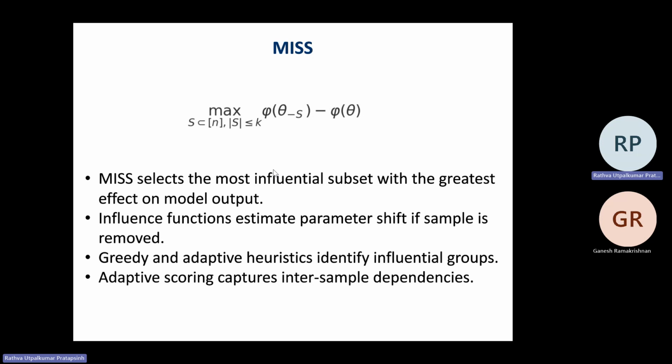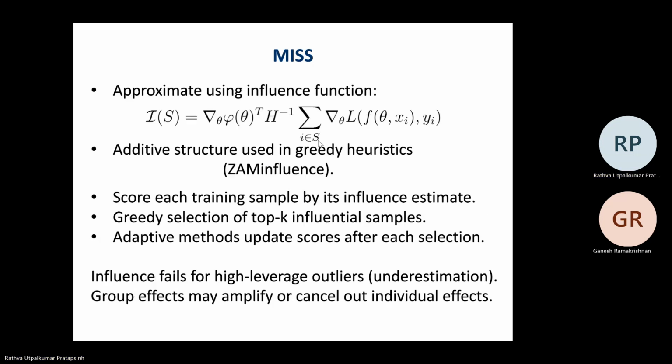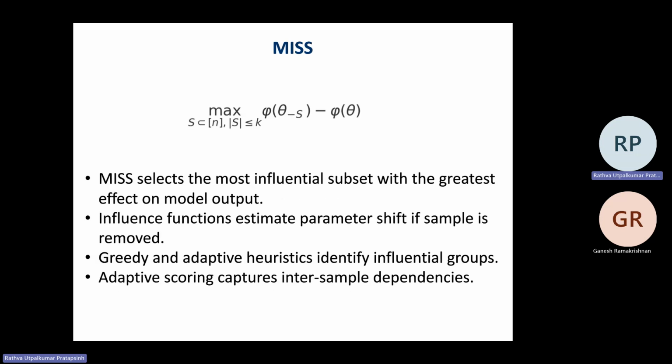What is the connection between this and the influence function? Go to the influence function. What is the influence function approximating? This is approximately the max value of phi of theta minus S minus phi of theta. You're saying approximate using the influence function. What is it approximating? It's maximizing the divergence, maximizing the distance. Distance between what?